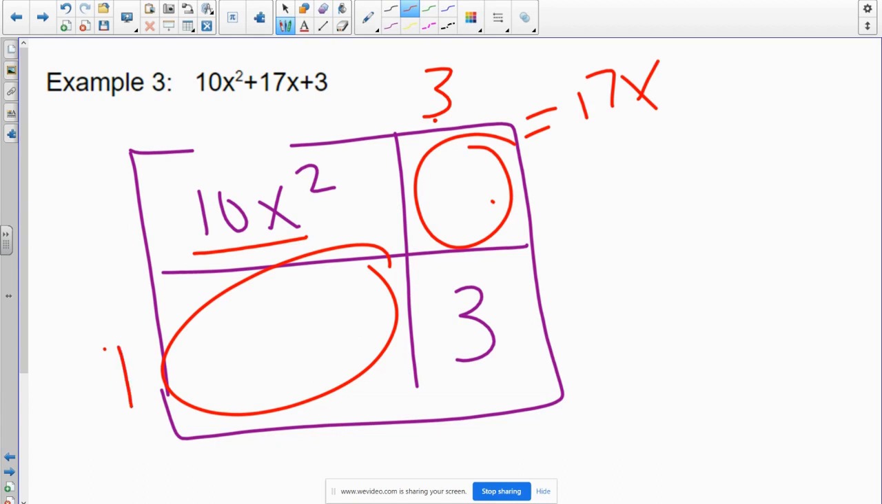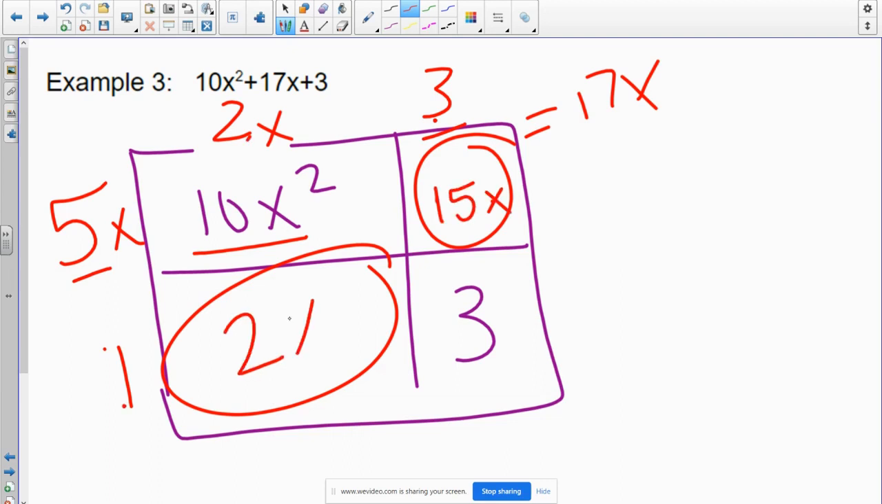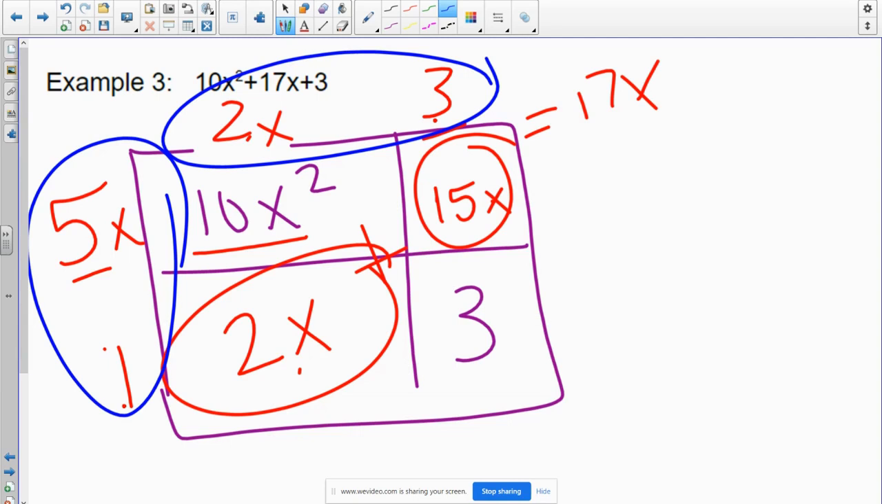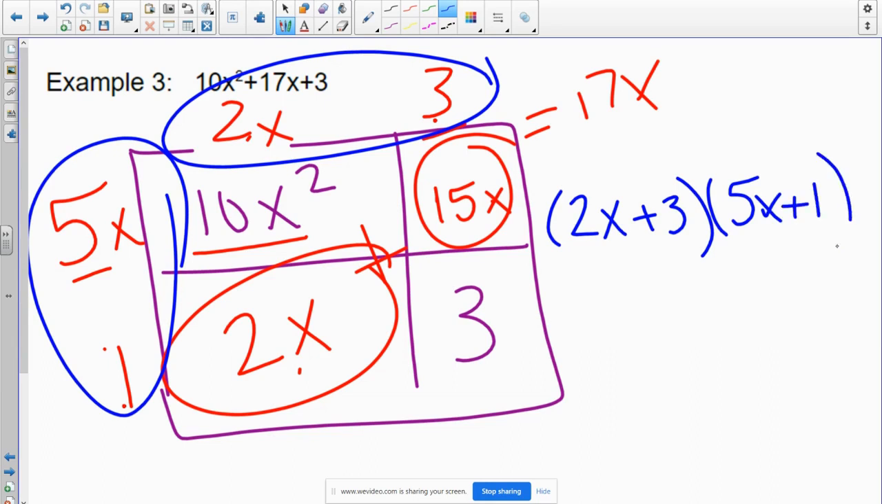I tried 5 there, so let's go 5x here and 2x. Again, I would just flip-flop where they're at because they're being multiplied by something else. So 5x times 3 is 15x, and 2x times 1 is 2x, and 2x plus 15x is 17x. So we found it already. So these are my two binomials. So you have 2x plus 3, and then we have 5x plus 1.